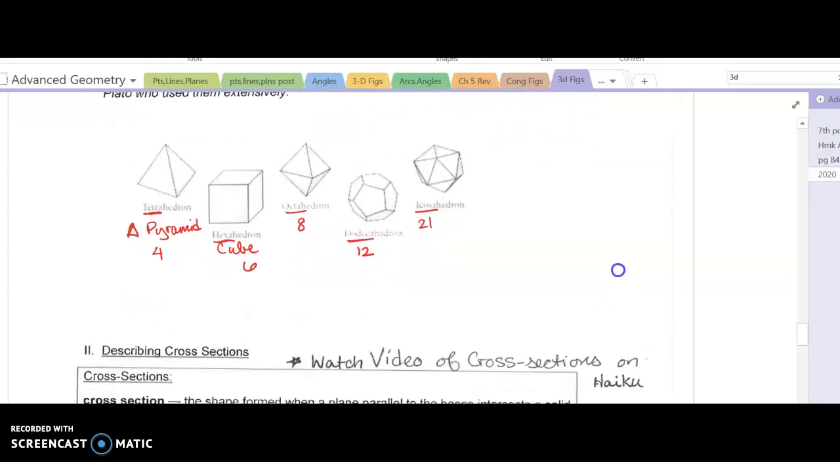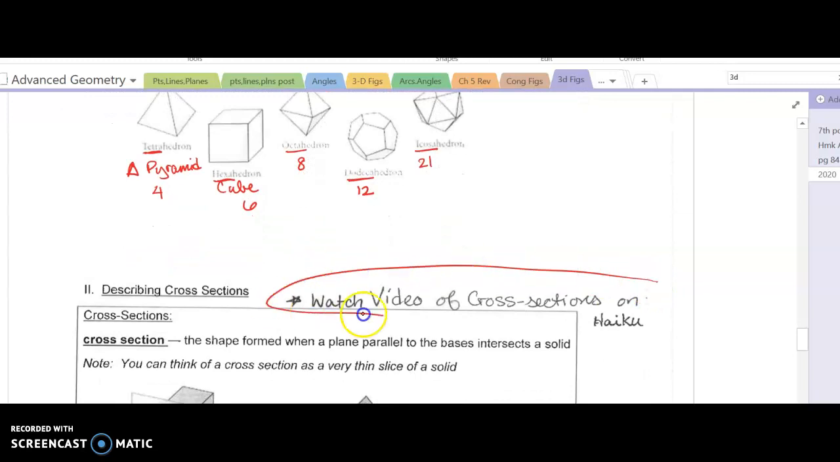All right, so what you're going to do now is there is a little video on Haiku that is going to explain cross sections, and then we'll come back and finish the notes together.